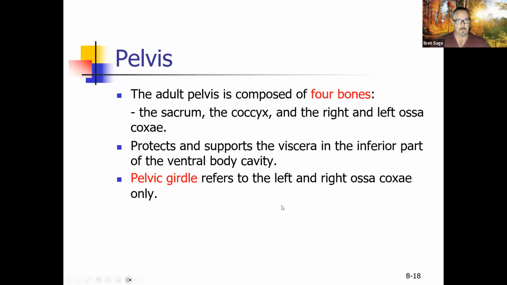Pelvis. The adult pelvis is made of 4 separate fused bones. Well, we're talking about 4 bones that can be separate. So it'd be the sacrum, the coccyx, and left and right os coxa. I'll show you what that means in a second. The pelvis supports the viscera and the inferior part of the ventral body cavity, so basically your hips area. Pelvic girdle, though, is just left and right os coxa, and I'll show you those.